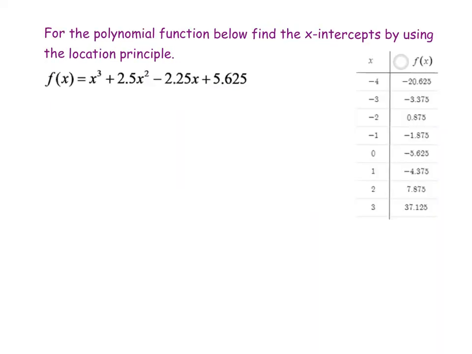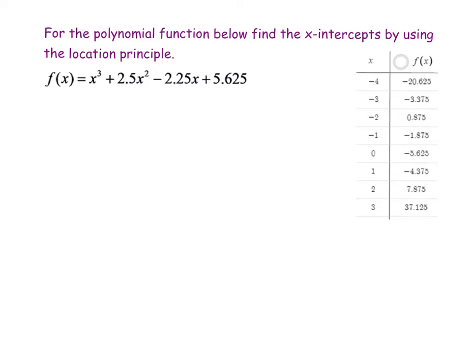So we're going to utilize the location principle here to start estimating what some zeros might be. So here we can see that we have a polynomial function that doesn't have nice coefficients. Those coefficients have decimals, and so we're going to need to use a calculator and the table and our graph to start to estimate where these x-intercepts might be.